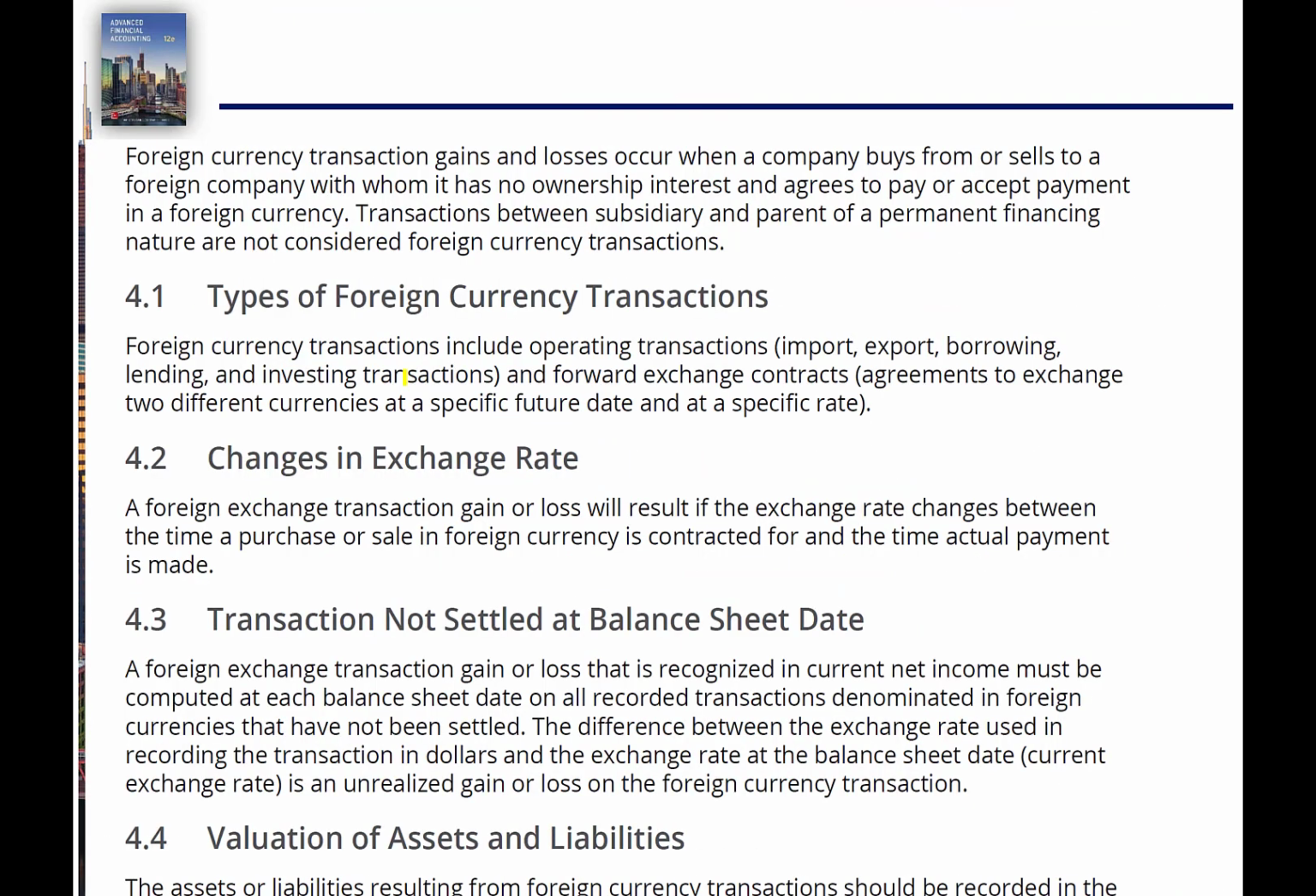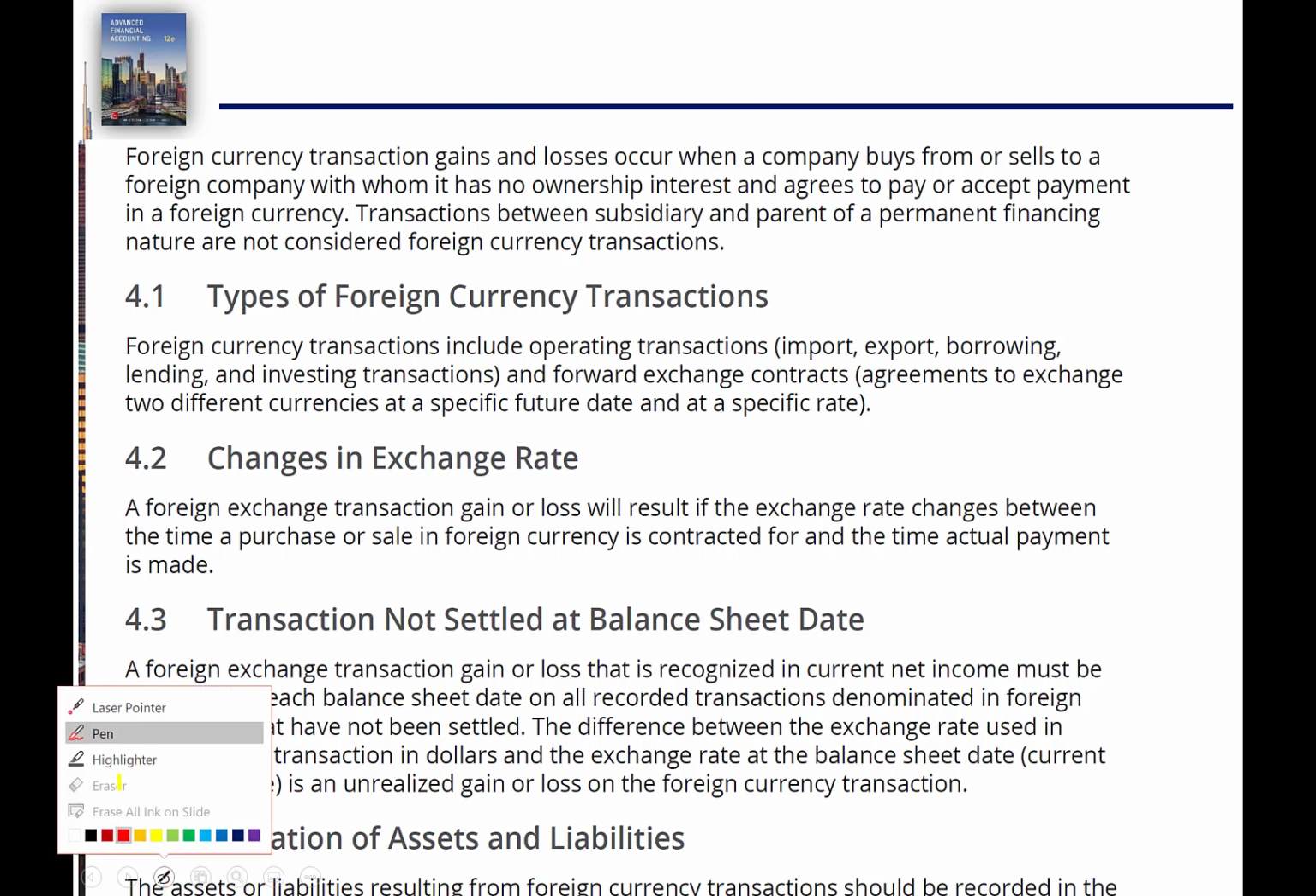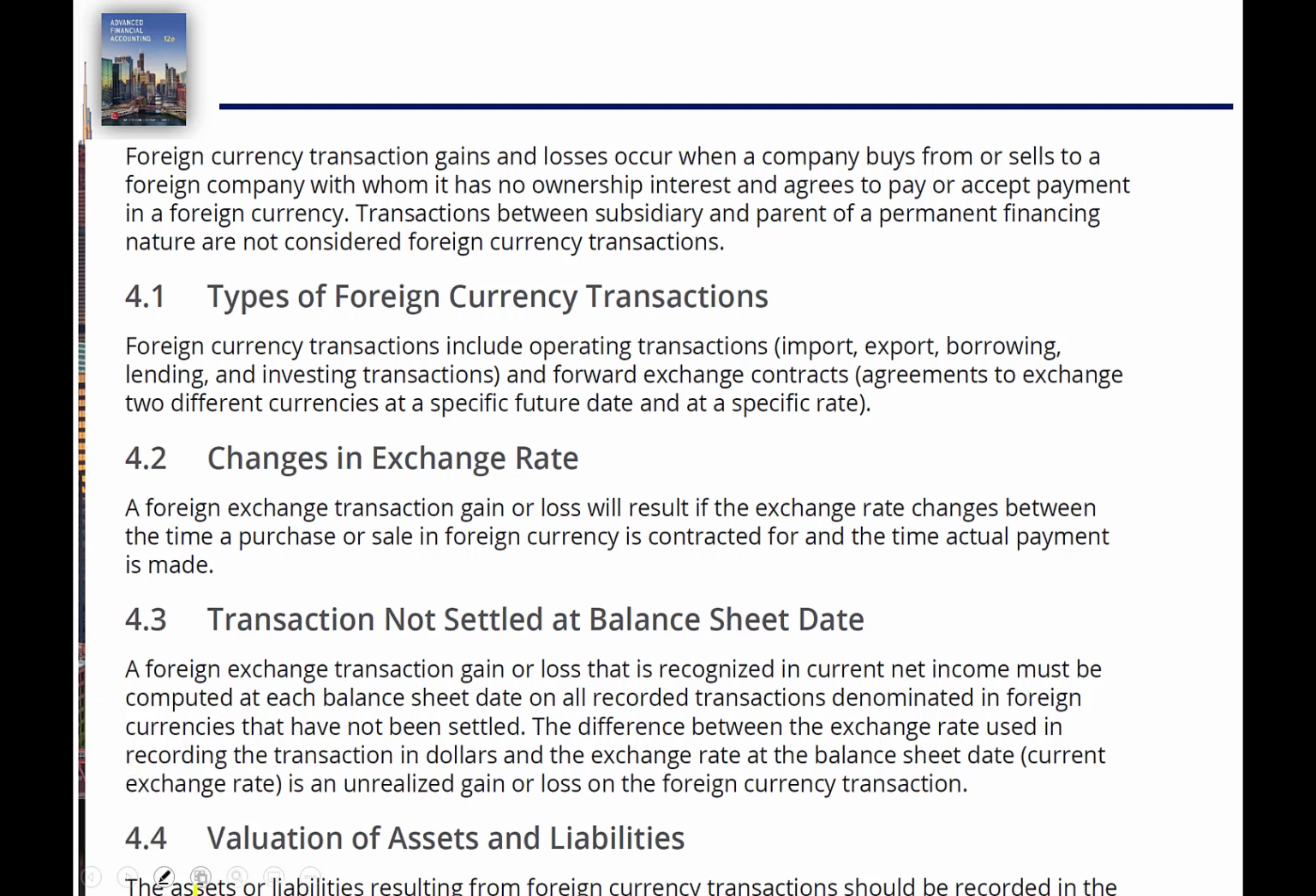Okay. All right. So again, we're going to be dealing with transactions first, and then we'll deal with the remeasurements or translations that happen when we're going to consolidate. But foreign currency transaction gains or losses occur when a company buys from or sells to a foreign company with whom it has no ownership interest and agrees to pay or accept payment in the foreign currency. Transactions of a permanent financing nature are not considered foreign currency transactions. So again, we're dealing with unrelated entities that are going to have foreign currency transactions.